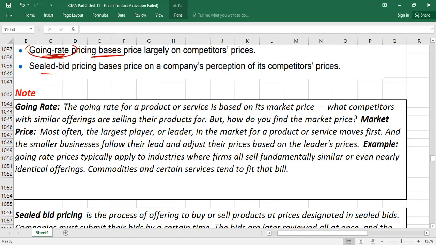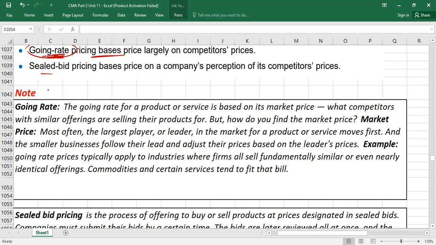For example, sometimes market price is set by the government, like in the case of a commodity. But if it is not a commodity, if it is another product, you have to look at who is the leader in your market, who is the largest player, who is the big company in the market, and check how much they are charging. According to that, you can adjust the price of your product. This is what is called going rate, what is prevailing in the market. So it's also called market based price.